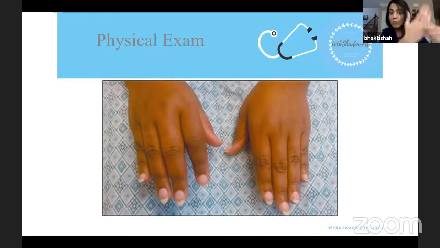Several of her knuckles here, which we call MCPs, metacarpophalangeal joints, look swollen. Several of her PIPs, which are proximal interphalangeal joints, appear swollen. When I press on these joints, she flinches a little bit. She says it's very painful to touch. These joints are warm. I can feel that there's fluid in them, and they're obviously very swollen.